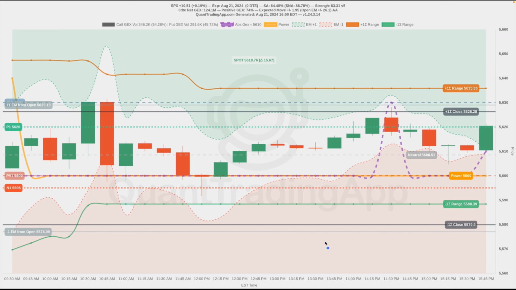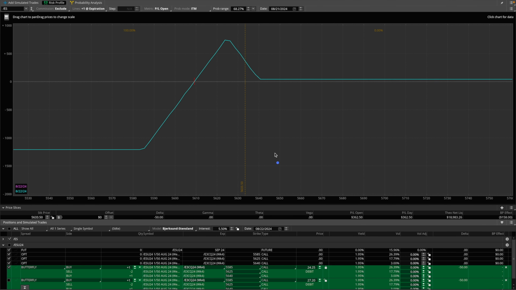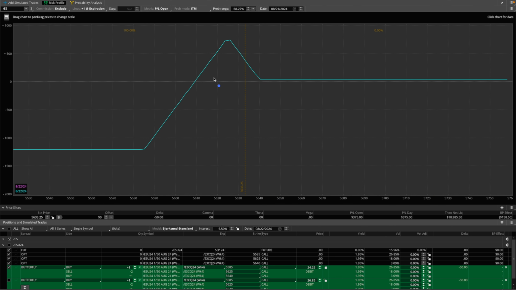Lastly, as I mentioned at the start of this video, I just want to address a trade I took, and that was this broken wing butterfly that I took around the low of day. The expectation was that the market was going to bounce. I tried to centralize it around the absolute gamma strike, which was also the power strike. My expectation was that the market was going to pin somewhere around the power strike. I was expecting it to maybe bounce a little bit back up to around this area. I did not want to go too far out of the money.